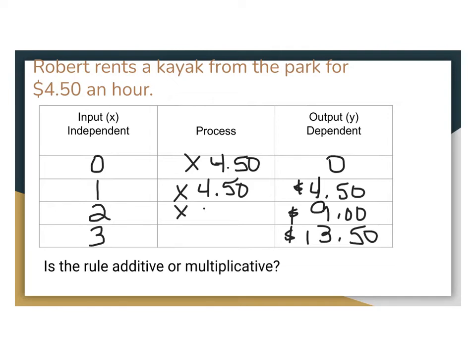So when you have an input of 0 and an output of 0, that means this is going to be a multiplicative relationship, because we have 0 hours and we're not going to pay anything because we didn't rent it. So that's a multiplicative relationship. Always remember, when you have 0, 0, that's going to be a multiplicative relationship.